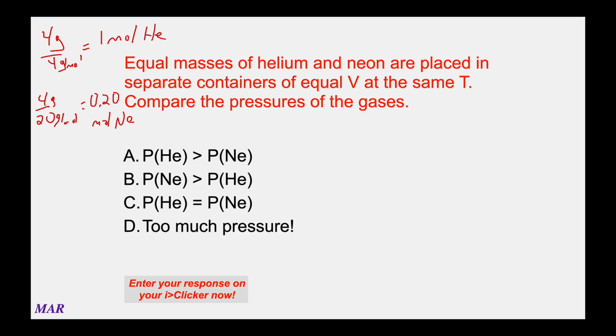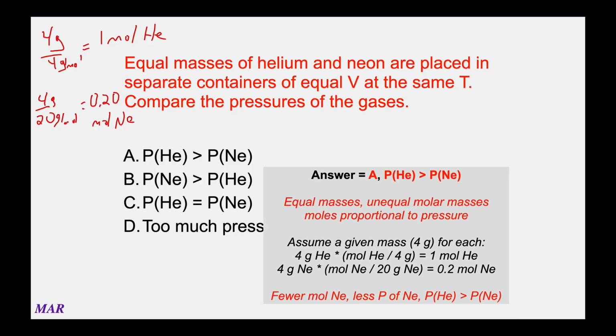So notice that the moles of neon are less than the moles of helium. And you can pick any number you want. You don't have to pick 4, but you're always going to get this. The moles of neon are less than the moles of helium, and that's because the molar mass of the two substances is different. Well, fewer moles means less pressure. So because there are more moles of helium, we would expect a greater pressure of helium. We would expect the pressure of helium to be greater than the pressure of neon because there are more moles.